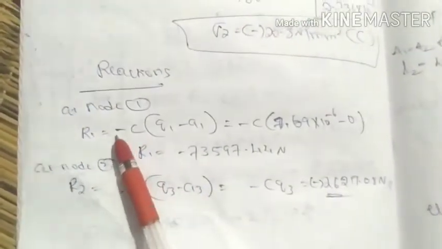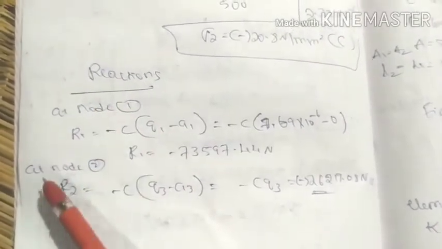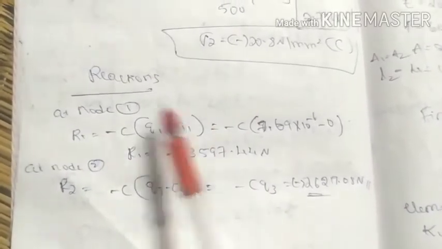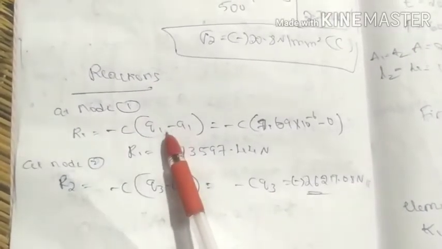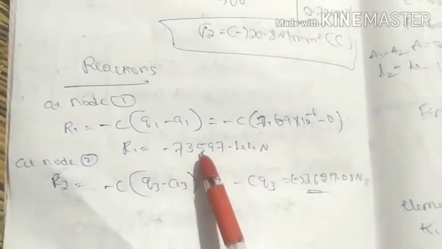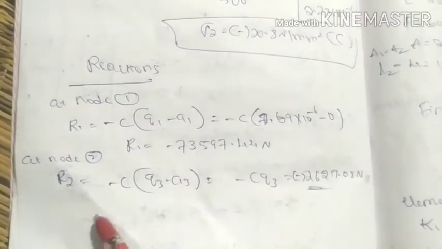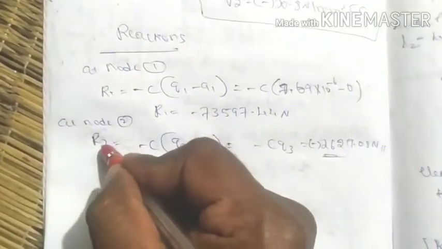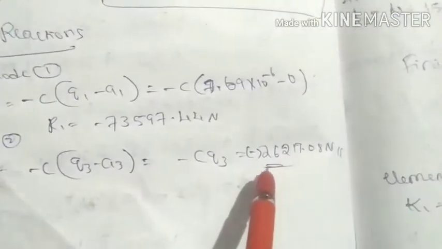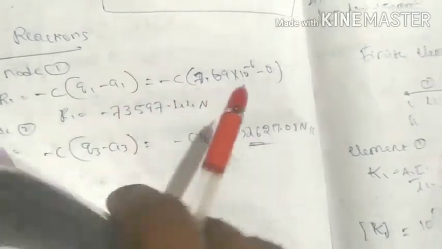And finally we need to calculate the reactions. Nodes 1 and 3 are fixed, therefore at node 1 the reaction R1 is minus C into Q1 minus A1. Anyway A1 is 0, therefore minus C into Q1. Substitute the Q1 value we already calculated, therefore R1 will be minus 73597.44. And R3 will be minus C into Q3 minus A3, this is not R2, it is R3. A3 is 0, therefore minus C into Q3. Substituting the Q3 value, we get 26219.09.